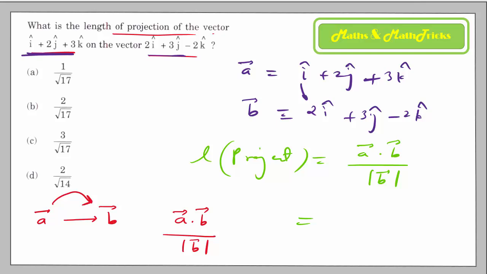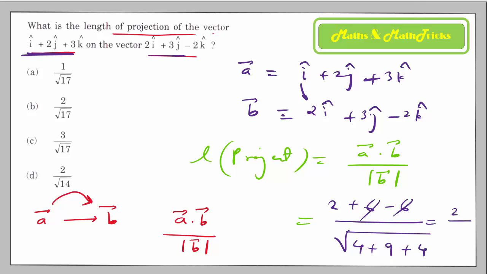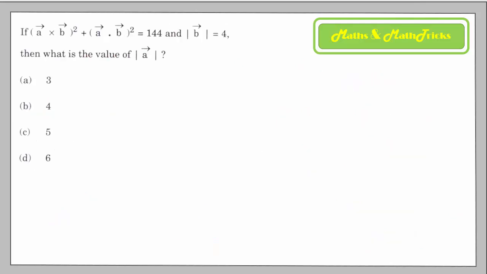So for that, the coefficient multiplication: 2 into 1, 2. 3 into 2, 6. Then you have 3 into minus 2, minus 6. Divided by magnitude of b, square root over 2 square 4, 3 square 9, minus 2 square 4. So you can see that you are getting this value as root 2 upon root over 17. That is the answer, option B. Clear? Now coming on to the next question.